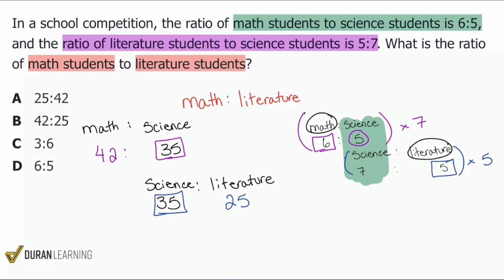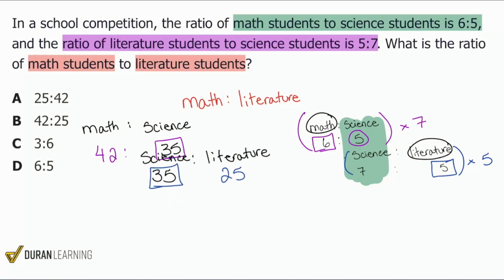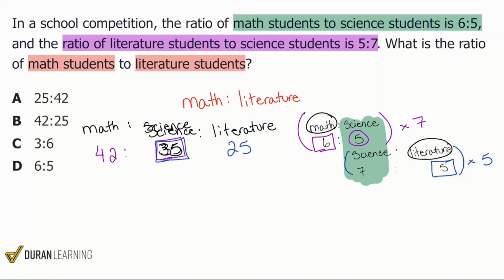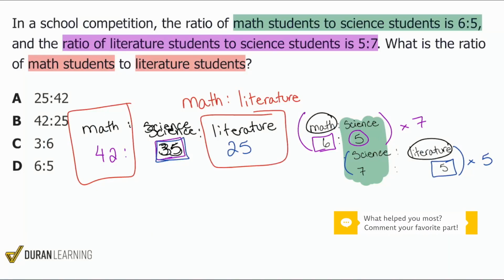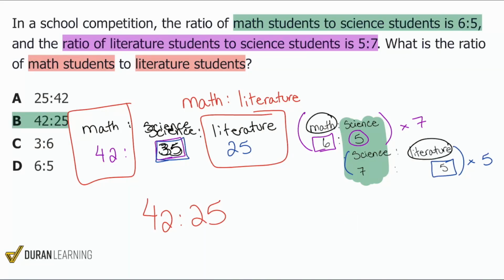One more time, everybody, write this down. If you're solving a chained ratio question, which is what this is, A to B, B to C, that's what a chained ratio is. And if we expect ourselves to solve them properly, we need to make sure that the middlemen are the same. Once we have that, we can compare. Boom, there's that 35 in the middle. And if we're trying to get our final answer, it is math to literature, which is 42 to 25. Correct answer is answer choice B. And there we go.